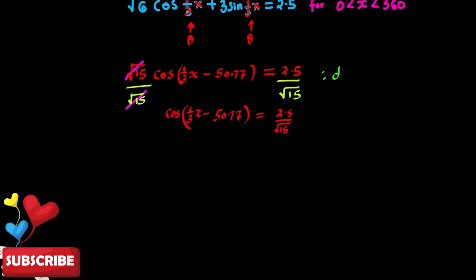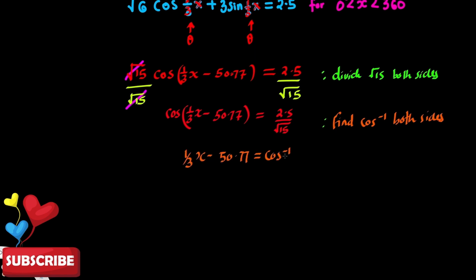What I'm saying is, whenever we are going to find these angles of x, we're going to find them in the quadrant where cos is positive, and cos is positive in the first quadrant and also in the fourth quadrant. Before we move to the next step, I would like to mention that at this particular point we divided by root 15 both sides, and in the second step we are going to find cos inverse both sides, so that we have the cos inverse of this term here.